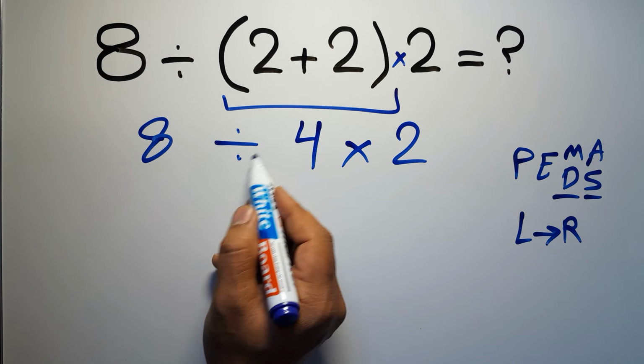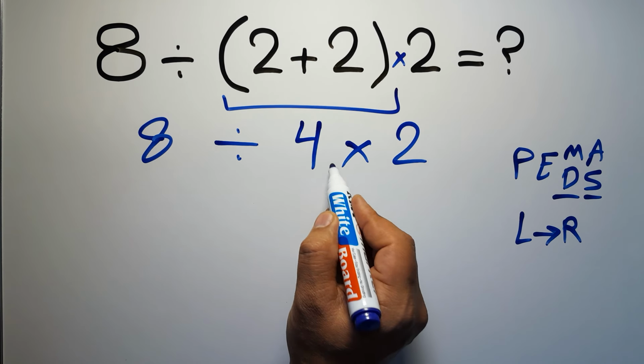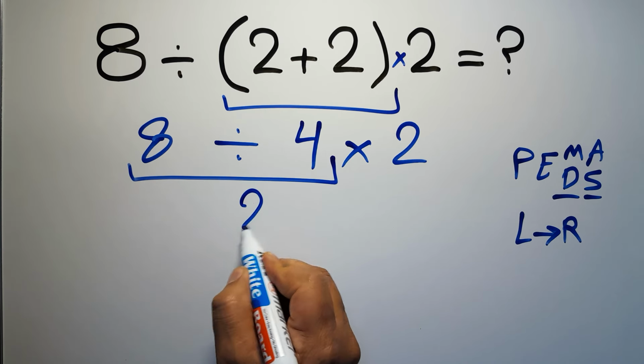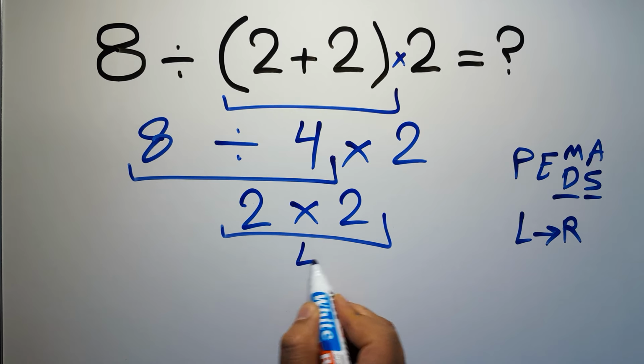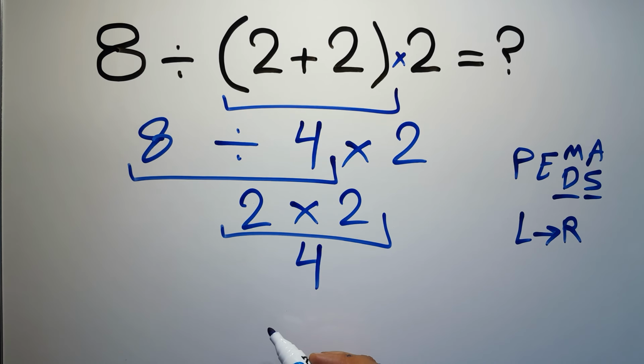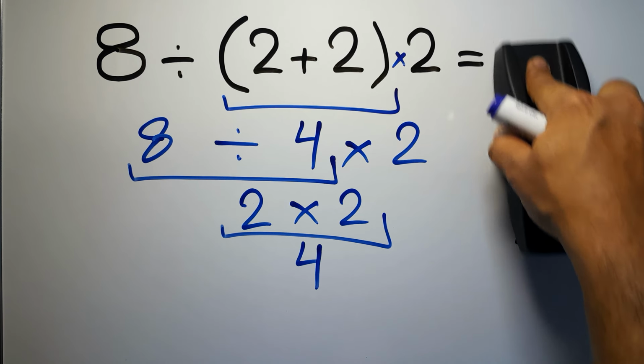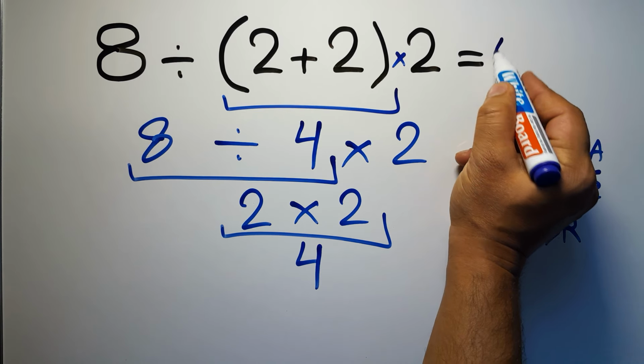So here first we have to do this division. 8 divided by 4, which equals 2. So 2 times 2 is just 4. And this is our final answer to this problem. The correct answer is 4.